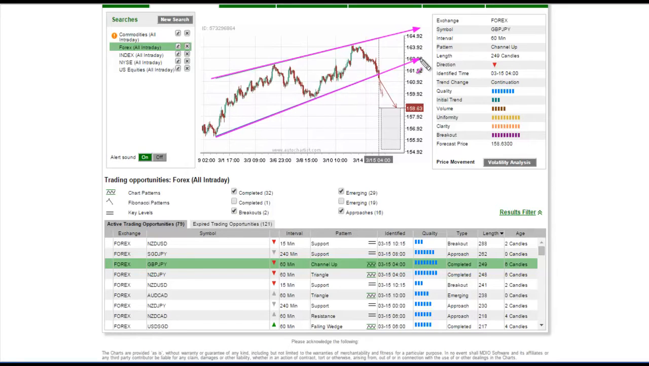Price is consolidated between that channel, right? Now what the length indicator, or filter, is signifying is how many bars that pattern has taken to emerge or complete. So from here to here is 249 bars, 250 candles. That's a lot of time to go by.